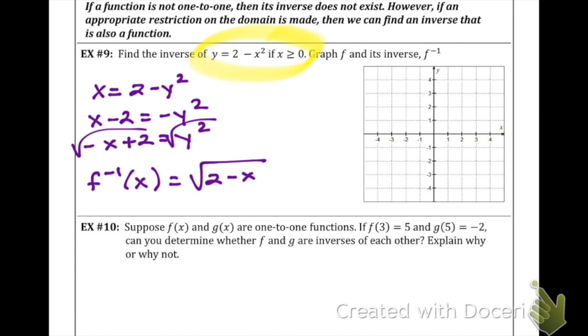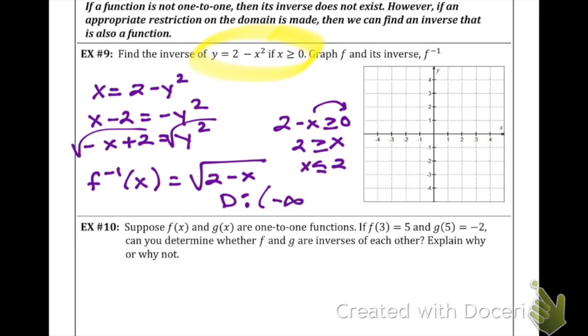Now we have to think about the domain, right? So what's our restriction on the domain? Well, we know in square root functions, 2 minus x needs to be greater than or equal to 0, which means, just move that over, 2 has to be greater than or equal to x, which is the same as x is less than or equal to 2. So what does that look like in interval notation? Negative infinity to 2.